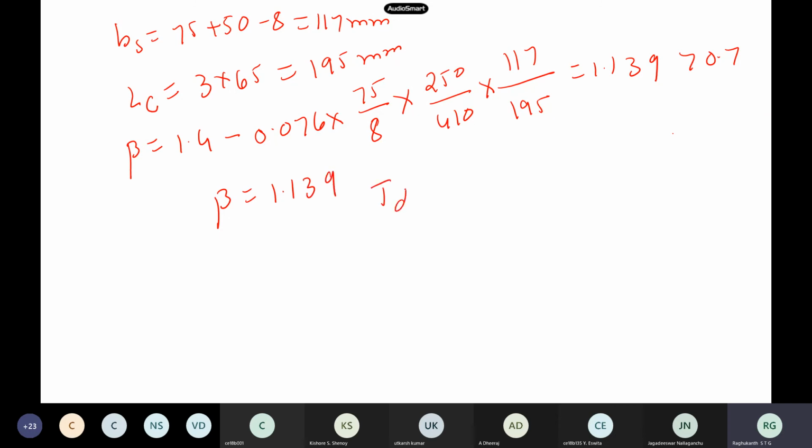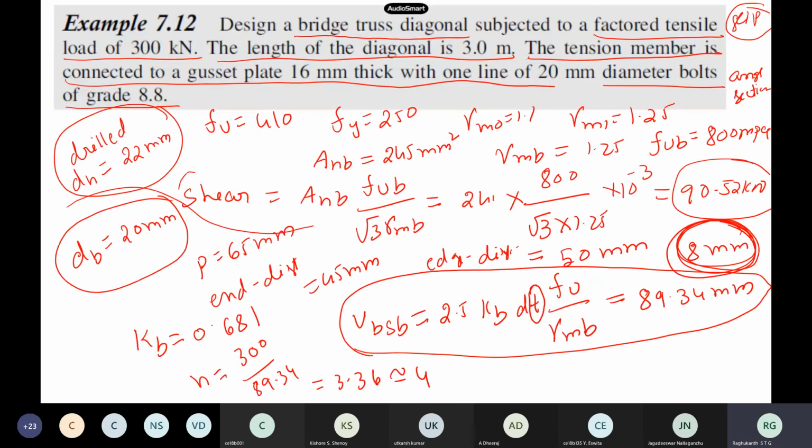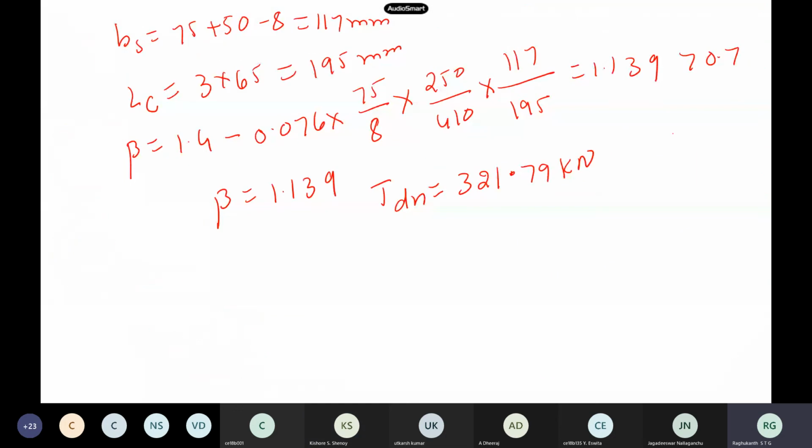Now my design strength, substituting all those numbers, turns out to be 321.79 kilonewtons itself. What is the load? See this problem, how much is the load? 300. So our design is safe or unsafe? Safe. It is safe. Anyway, gross area is already satisfied.